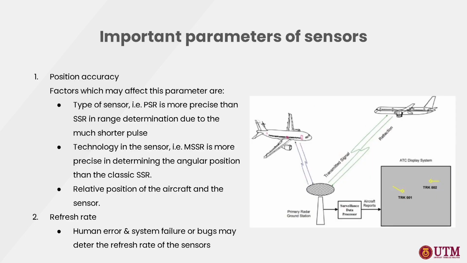Important parameters of sensors are two, which are position accuracy and refresh rate. Factors which may impact the parameters, especially position accuracy, are type of sensor, technology within the sensor, and relative position of the aircraft to the sensor. And the factors which may impact refresh rate are human error and system failure or bugs, which may deter the refresh rate of the sensors.